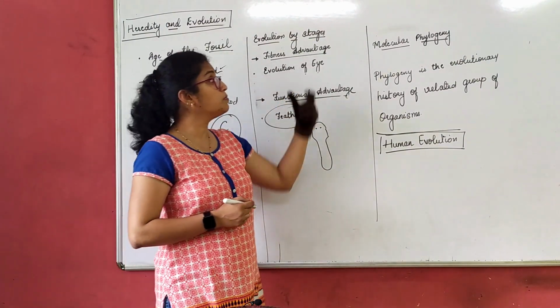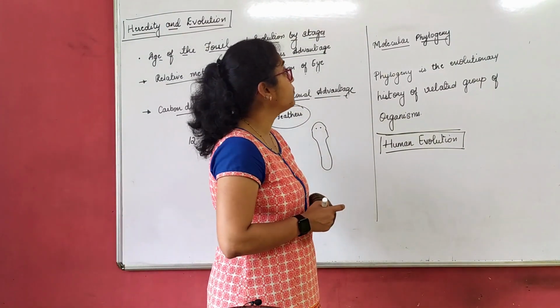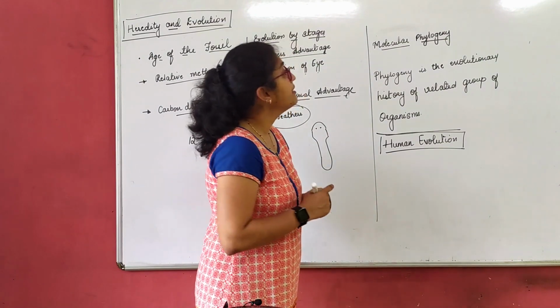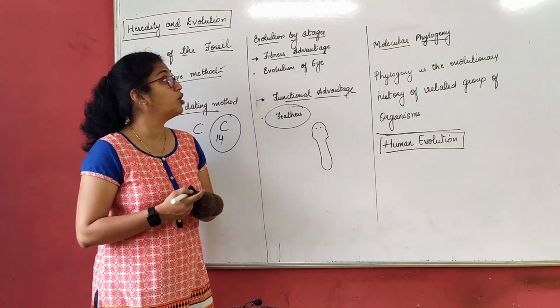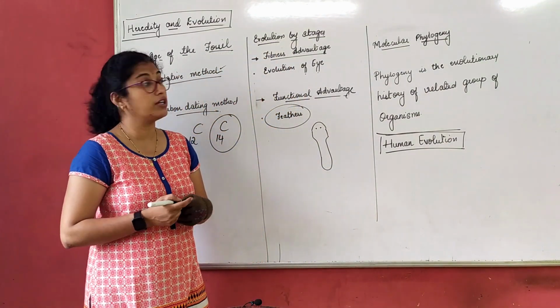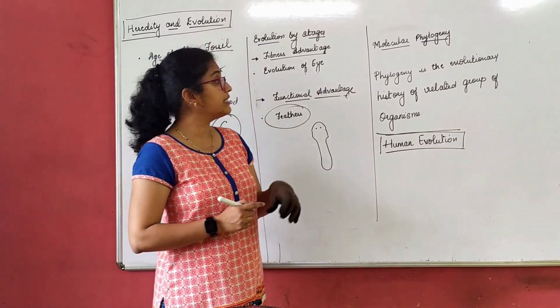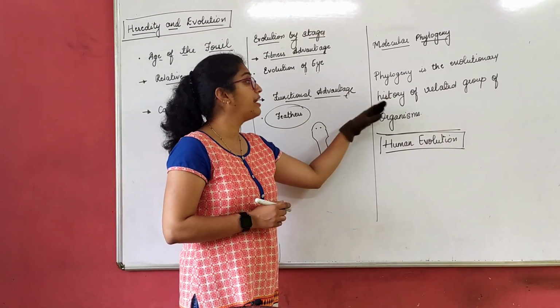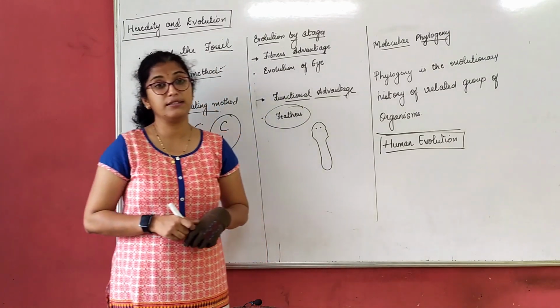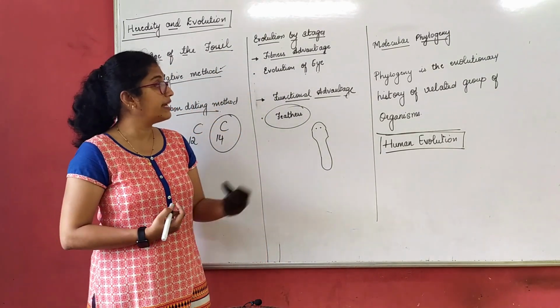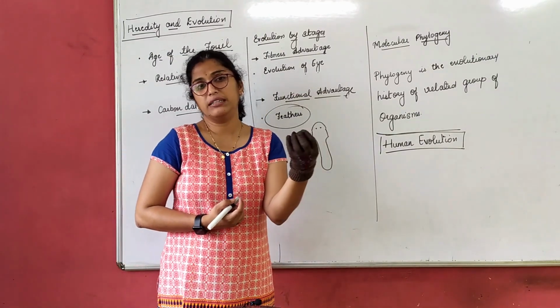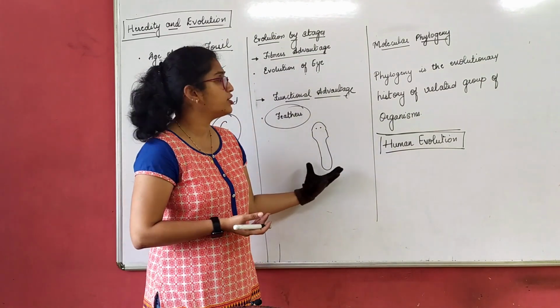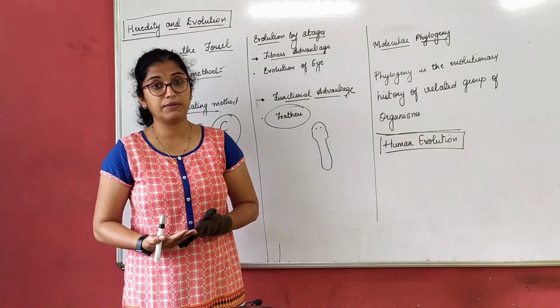Next small part in this evolution chapter, we study molecular phylogeny. What is molecular phylogeny, or what do we mean by phylogeny? Phylogeny is the evolutionary history of a related group of organisms. Quite difficult to understand. We will only understand the meaning of phylogeny in this chapter. We will not go much in depth about this.